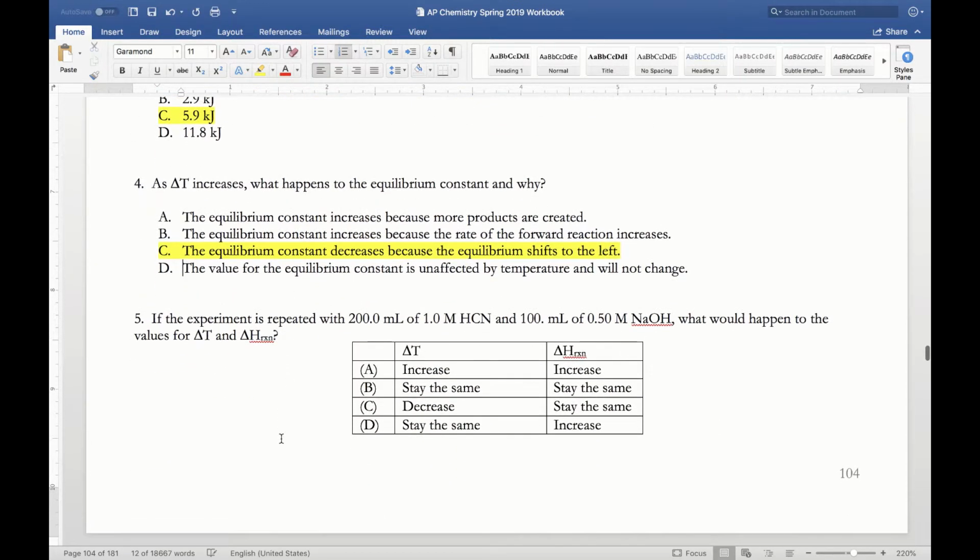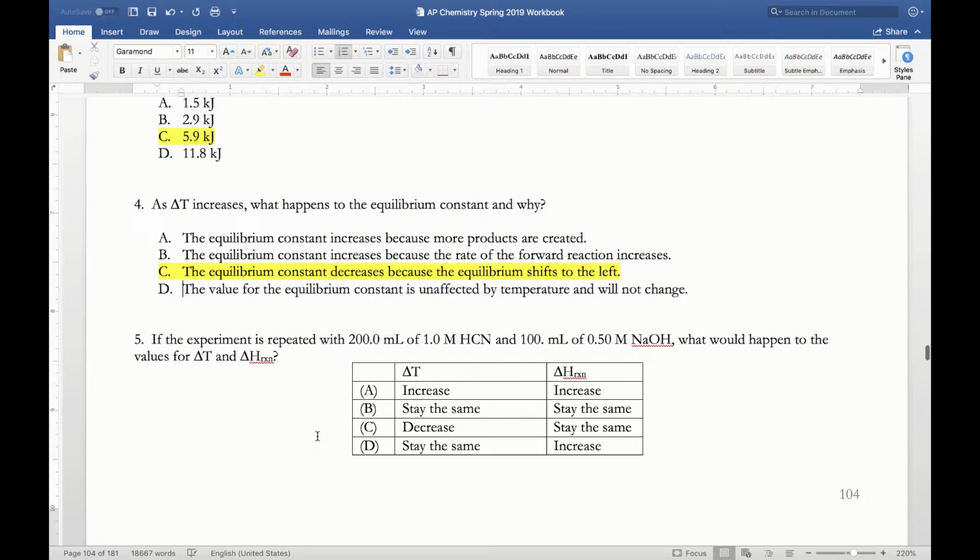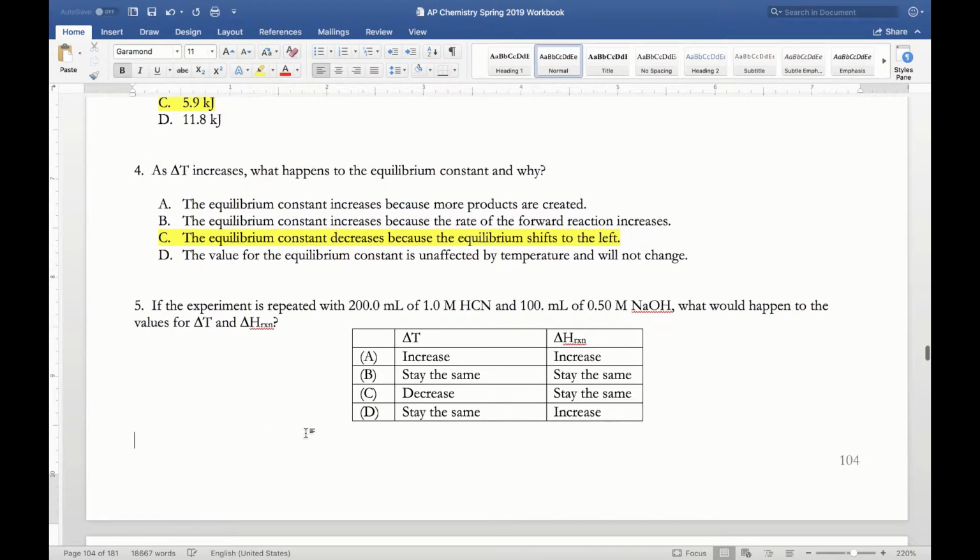Okay. The last one says if the experiment is repeated with 200 mL of 1 molar hydrocyanic acid and 100 mL of 0.5 molar sodium hydroxide, what will happen to the values of delta T and delta H? Really quickly, if you look at the original problem up above, it tells you to start off with 100 mL of 1 molar hydrocyanic acid. So now instead I'm using 200 mL.